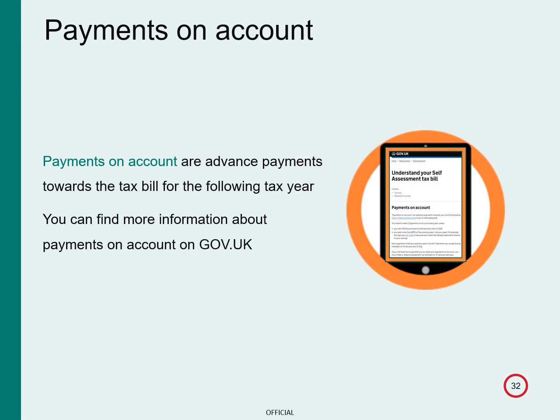Payments on account are advance payments towards the tax bill for the following tax year. You can find more information about payments on account on gov.uk. We'll be looking at how to pay your tax bill a little later on in the webinar.